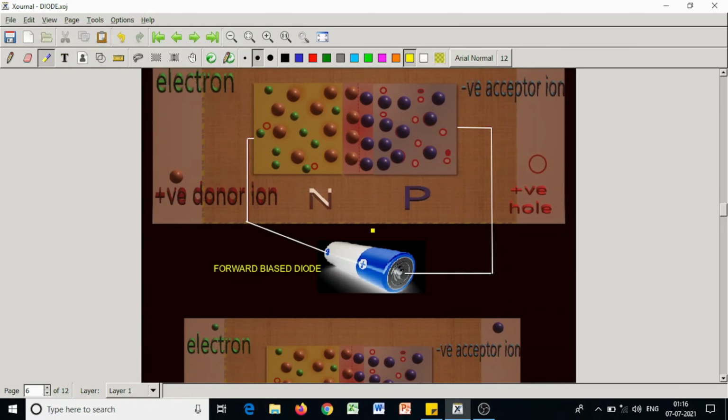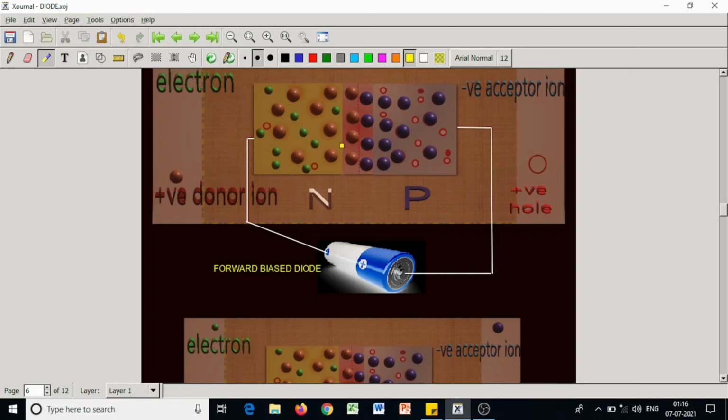Now, if we apply a battery, if we connect a battery in such a manner that the positive terminal of the battery is connected to the P side and the negative terminal is connected to the N side, this is called forward bias diode. This negative potential repels these electrons in this direction, and this positive potential attracts these electrons, whereas this positive terminal repels these holes in this direction and this negative terminal attracts these holes.